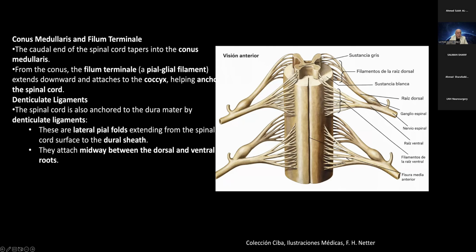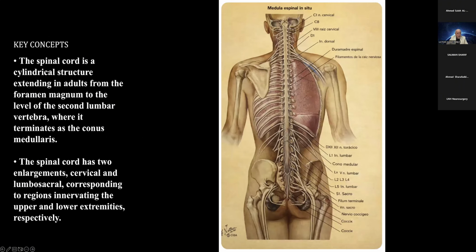These are some key concepts. The spinal cord is a cylindrical structure extending in adults from the foramen magnum to the level of the second lumbar vertebra, where it terminates as the conus medullaris. Here we have the foramen magnum, and here we have the conus medullaris on this side.